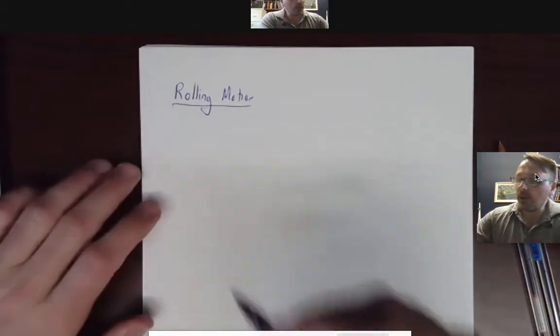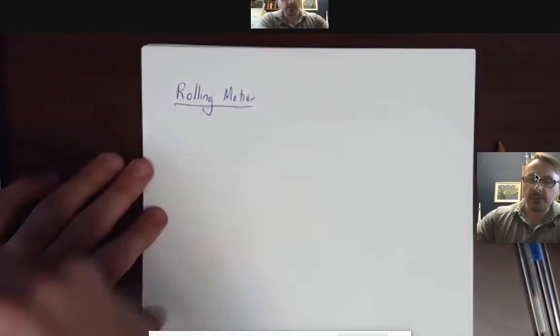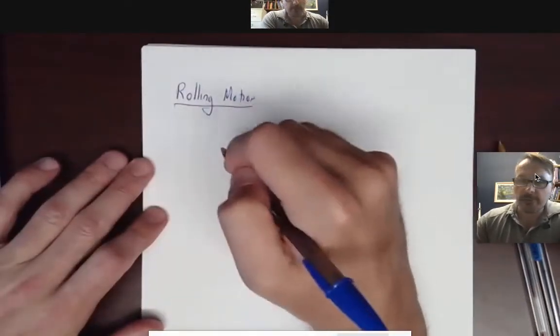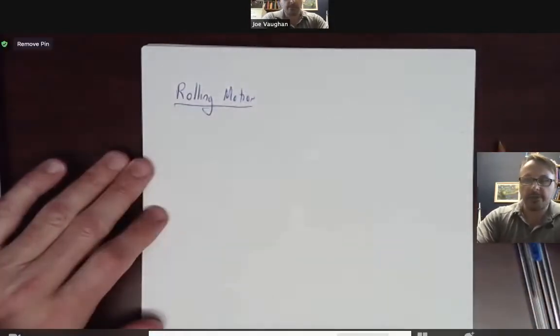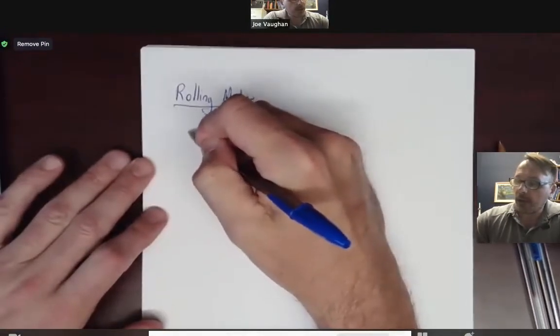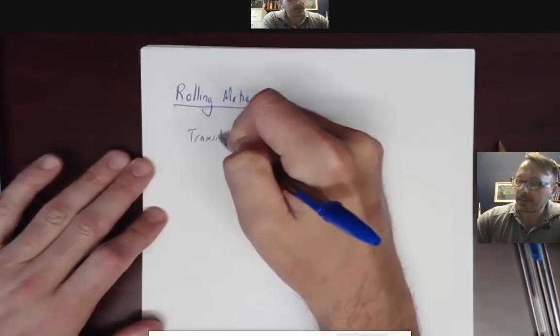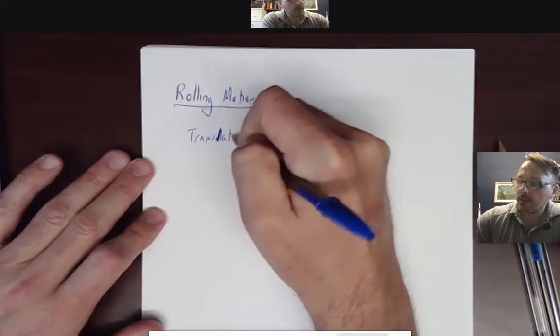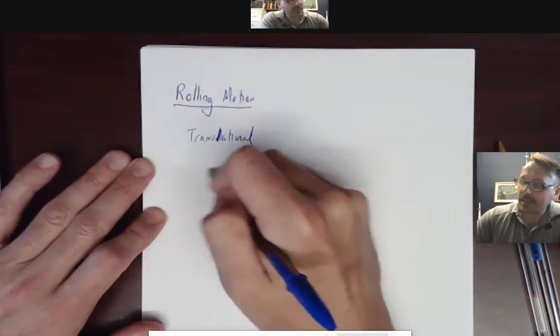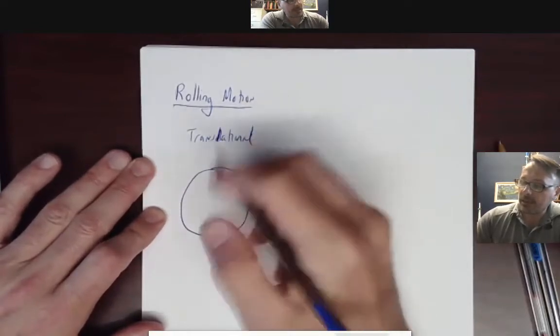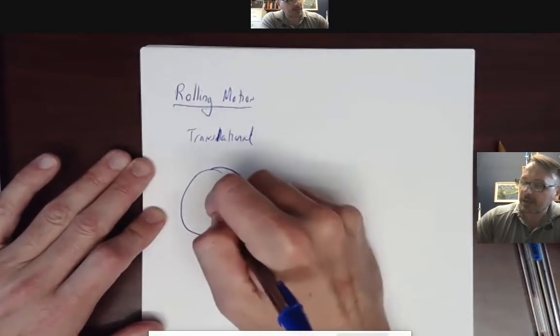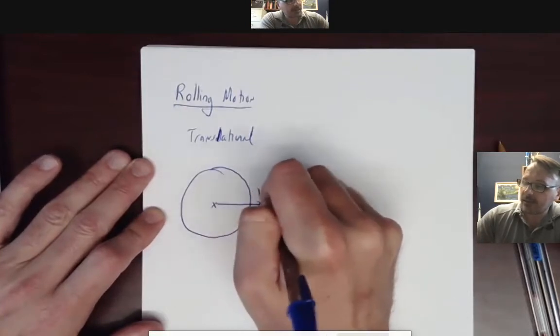So here we go, rolling motion. The first thing we want to do is talk about the three different types of motions that an object can undergo. First, what we have been dealing with is something called translational motion. Translational motion is when we're considering the motion of the center of mass of an object. So here's the velocity of the center of mass.